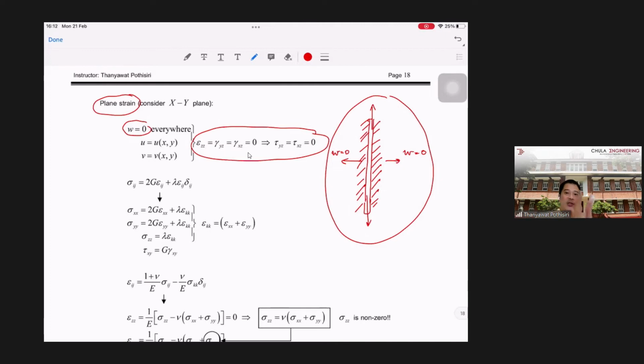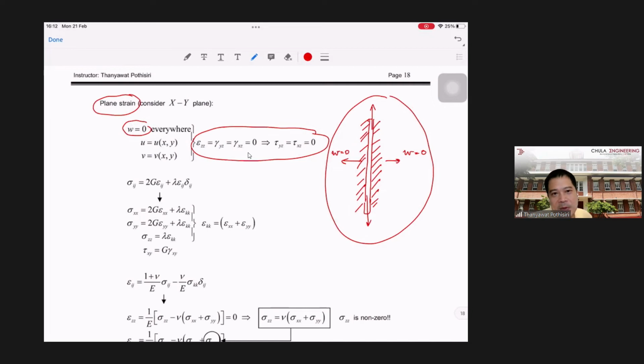But it needs to be constrained. Constrained means no movement whatsoever in the out-of-plane direction. So anything that is suppressed against movement in its perpendicular direction. Okay, so thank you, Surinpon.